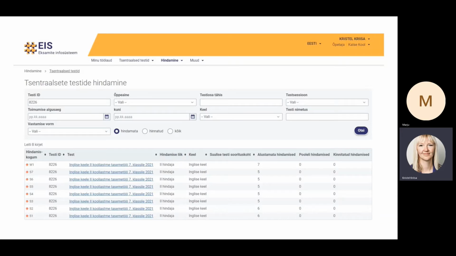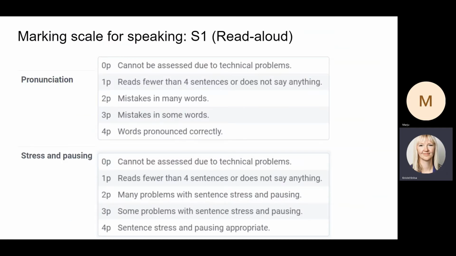So in order to start assessing the read aloud task, click on S1 here. So this is the marking scale of the read aloud task. And here the 2 aspects we assess are pronunciation and stress and pausing. And when you look at the marking scales, you can probably notice something that you might find a bit confusing. However, I'll try to explain what exactly we mean by 0 points and 1 point.